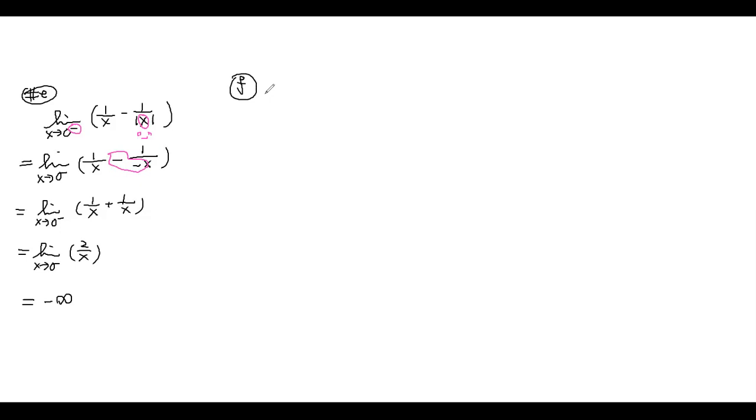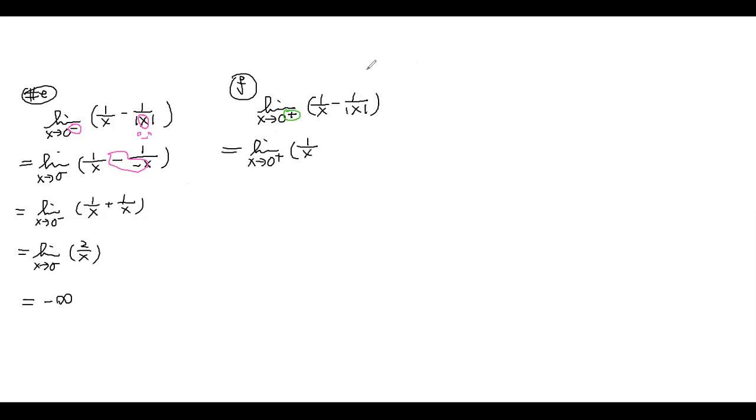Okay, so now let's take a look at the next one here. It's the same problem, right? So instead of approaching from the left-hand side, I'm approaching from the right-hand side. So this is 1 over x minus 1 over the absolute value of x. Let's take a look: x approaches from the right-hand side.